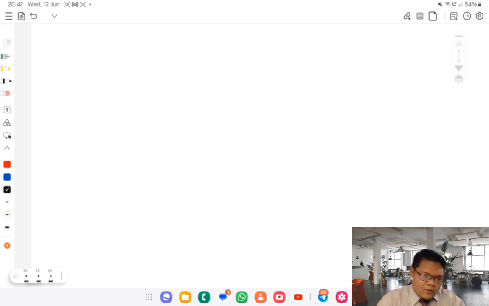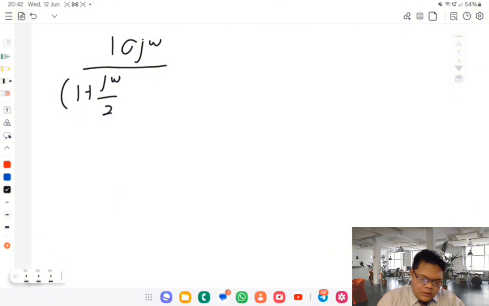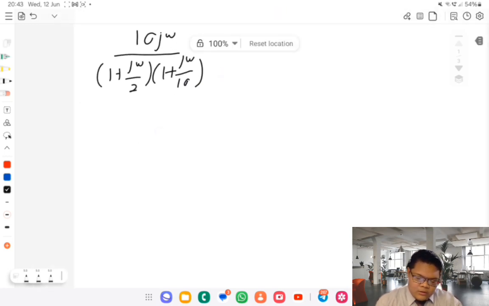Okay, for my part, I will explain about the phase graph. First of all, I will take the equation from earlier, which is the equation that has been simplified: 10j omega over 1 plus j omega over 2, multiplied by 1 plus j omega over 10. So here is the equation in simple form.